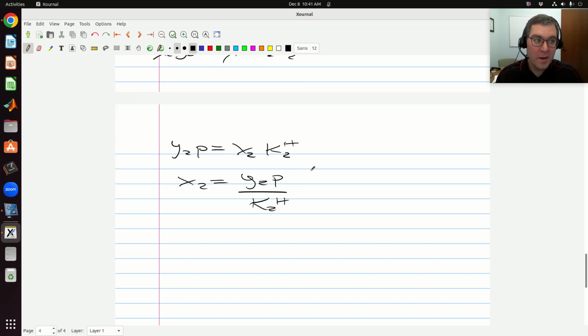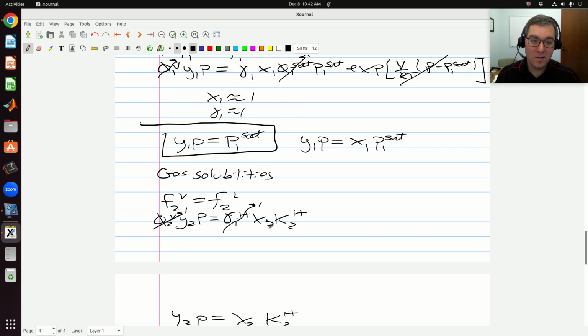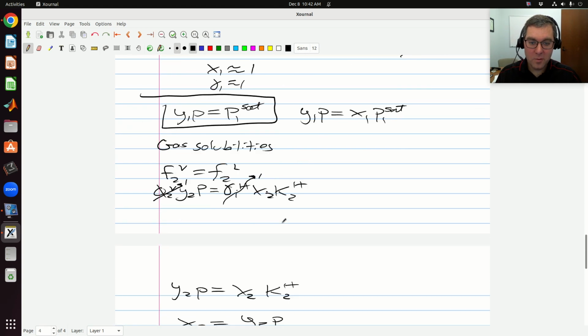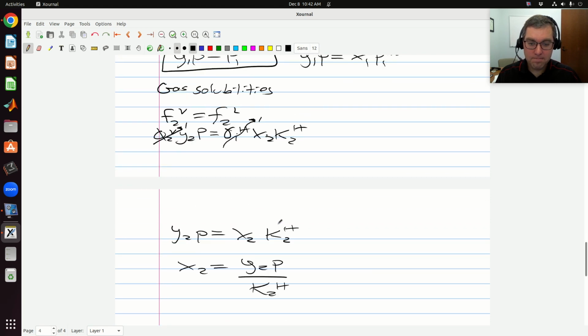Gases are interesting compared to solids. As temperature increases, gas solubility decreases, whereas with solids, we said as temperature increases, solubility increases. So as temperature increases, my Henry's constant is going to increase, which causes x2 to go down. But we're not talking about temperature dependence here.